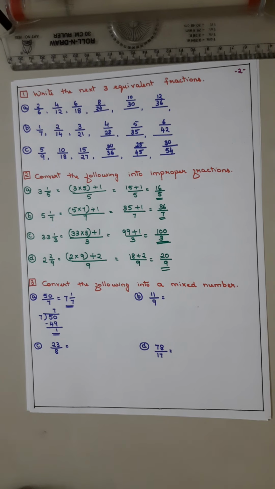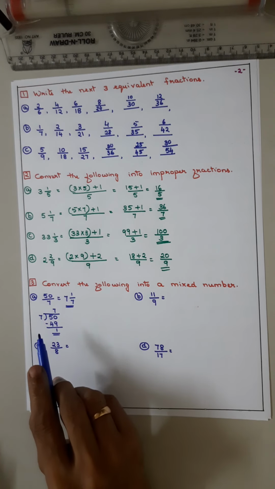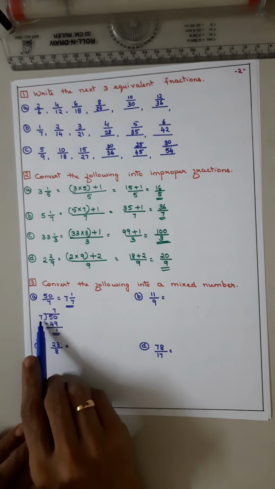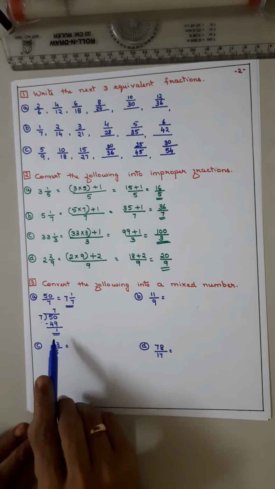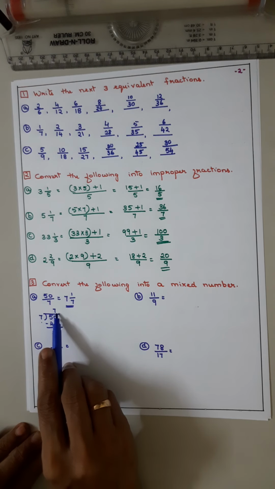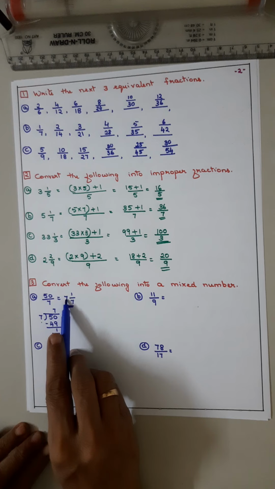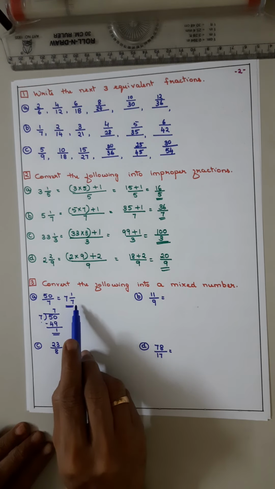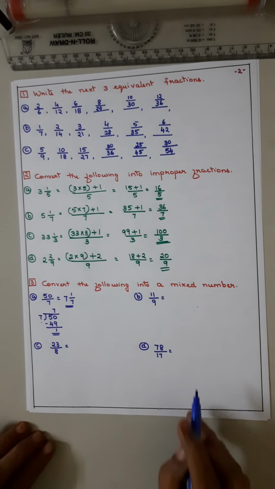So here, 50 by 7. What have you done? Divide 50 by 7. 7 sevens are 49. 1 is remaining. So what is the answer? 7. Write the quotient first. The remainder goes in the numerator. Then the divisor in the denominator.